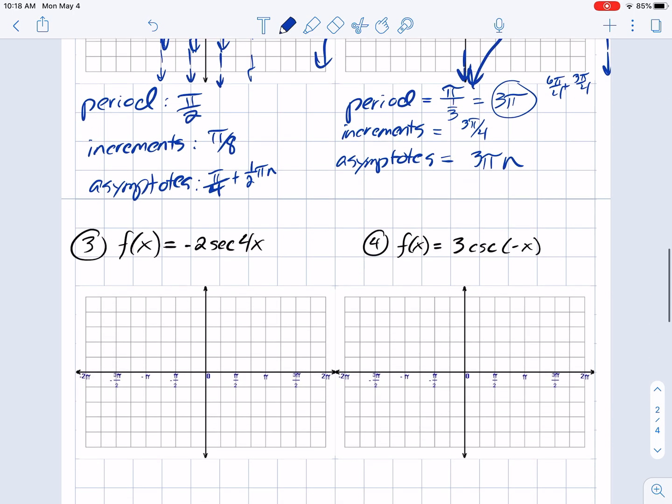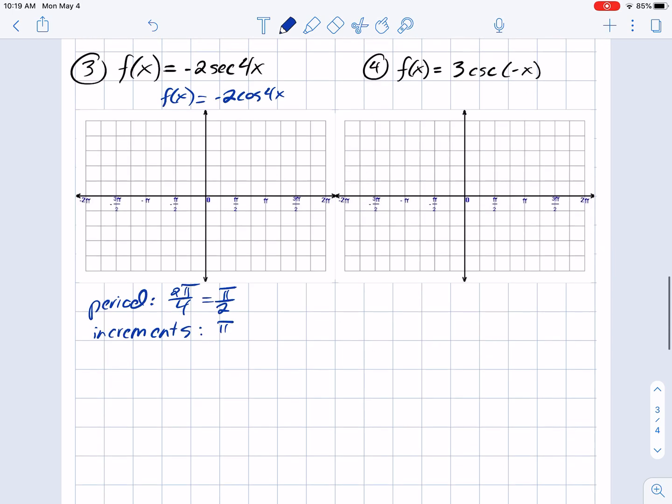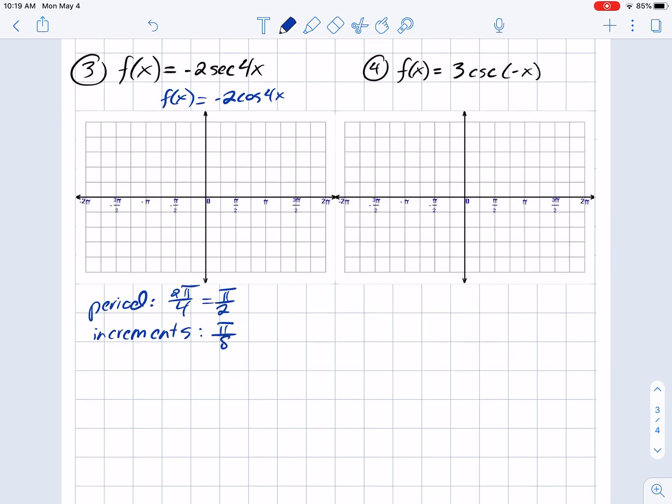Okay, for number 3, remember, graph the reciprocal. So you want to graph f of x equals -2 times the cosine of 4x. Period length, normally for cosine it's 2 pi, but because of the 4 it's 2 pi over 4, so pi over 2. So this is going to be really squeezed together. Our increments, just like our previous example where the period was pi over 2, are pi over 8. Remember, to get the increments, it's just divide by 4.